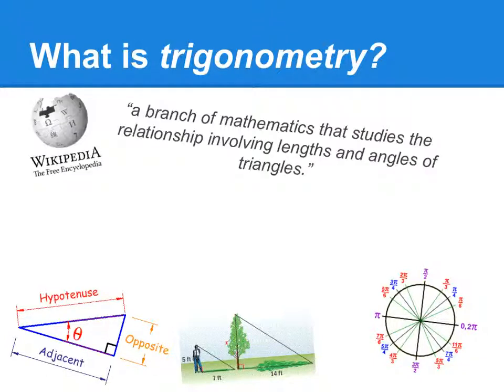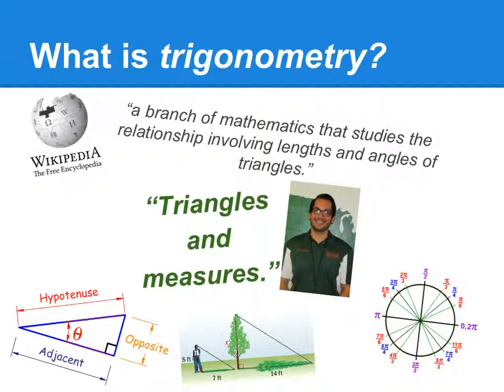So, what is pre-calc? If you ask Wikipedia, you'll find something really complicated like this, like a branch of mathematics that studies the relationship involving lengths and angles of triangles. If you ask me, it's just pretty much triangles and their measures. So I have a few examples over here: hypotenuse, sine, cosine, tangent, real life examples, and a unit circle. We're probably going to get into the unit circle in about 2 to 3 weeks, depending on how fast you go in this. But for now, we're going to focus on this picture over here.